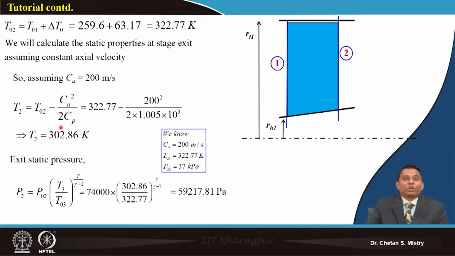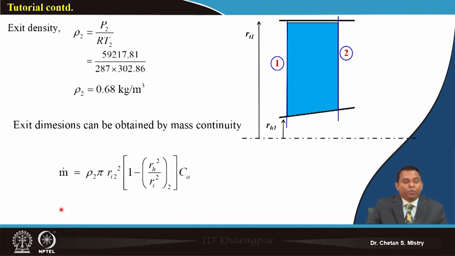Now once this is known to us, we can calculate our static pressure at the exit, and that's coming 59.21 kilopascal. Once the static pressure and static temperature are known to us, we can calculate our static density, that's P2 by R T2, which comes as 0.68 kg per meter cube.